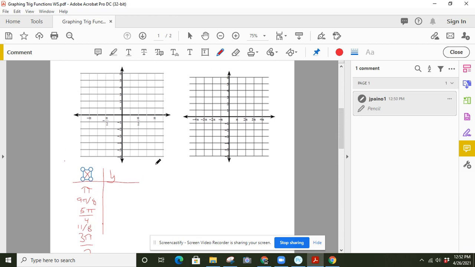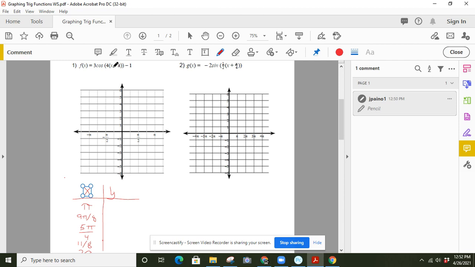Okay, so when I plug in pi, right, pi minus pi is 0. 4 times 0 is 0. Cosine of 0 is 1. 1 times 3 is 3. 3 minus 1 is 2. Okay, I plug in 9 pi eighths, I get pi eighths, times 4 is pi halves. Cosine of pi halves is 0. 0 times 3 is 0. 0 minus 1 is -1.